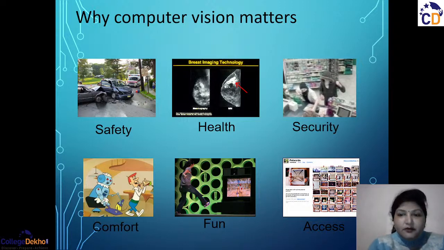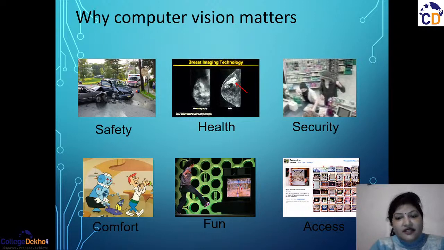In security also, as I have just discussed in the example, it maintains security by having cameras that are making predictions. Then we have comfort, and in the entertainment sector also we have AI-enabled technologies.